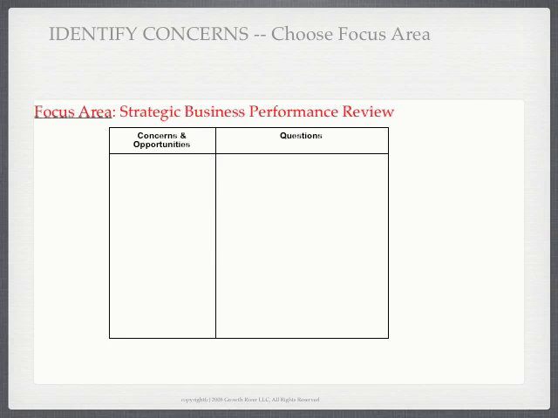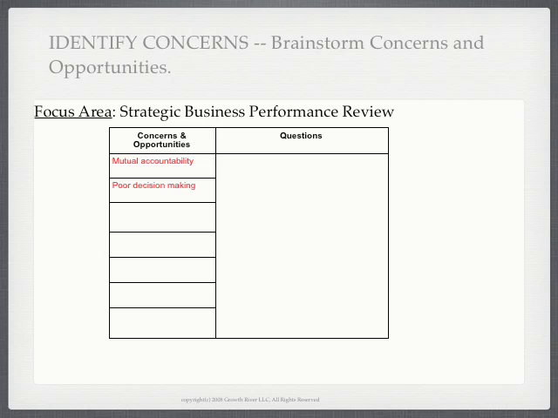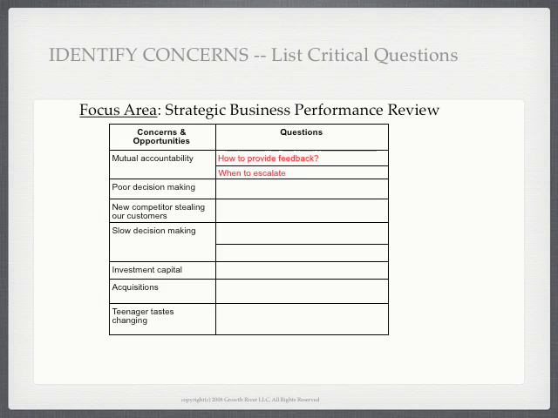So what you see here is a focus area has been chosen, in this case, strategic business performance review. And now concerns and opportunities are being listed around that focus area in a big brainstormed list. Now each concern or opportunity is being broken down into specific questions. Notice the style here is to be very specific and succinct, either in the description of a concern or opportunity or in the questions to be answered around that opportunity.